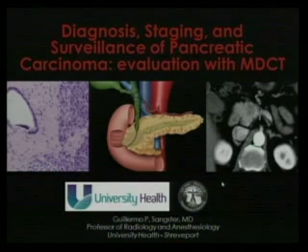Okay, let's talk about the pancreas and how to make the diagnosis, staging, and surveillance of patients with pancreatic carcinoma. Basically, MDCT of the pancreatic adenocarcinoma.